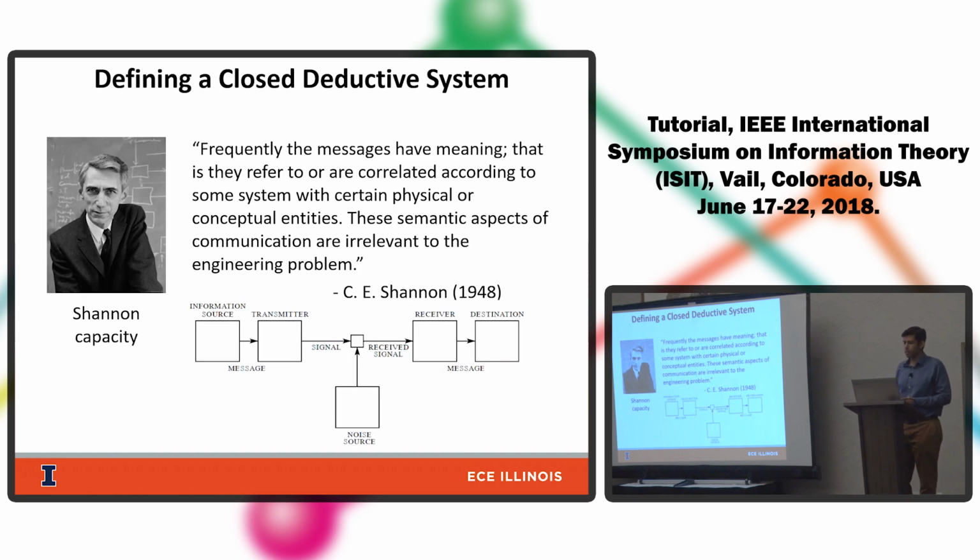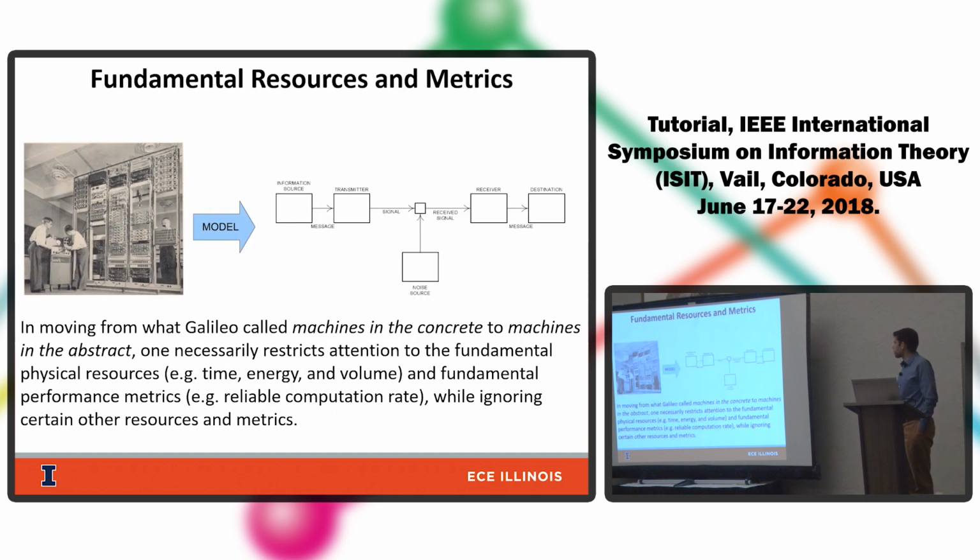Okay. Likewise with Shannon capacity. Again, he defined a closed deductive system, where communication is this diagram. He, for example, excluded the notion of semantic aspects of communication in defining the technical problem. Okay. And so again, we want to do something similar.